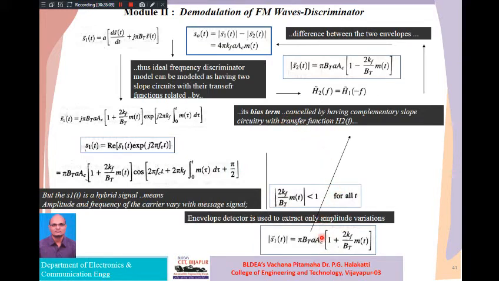Okay. Here you can see, this factor I would like to call a biasing term, because it will contain amplitude variations that are cancelled by having complementary slope circuitry. This can be cancelled, because this is the main term which results in the amplitude variations. Okay. I have to cancel it here. How will I cancel it? I have to design a filter with a suitable transfer characteristic. I will call it H2 of f, and that H2 of f will cancel out this term.